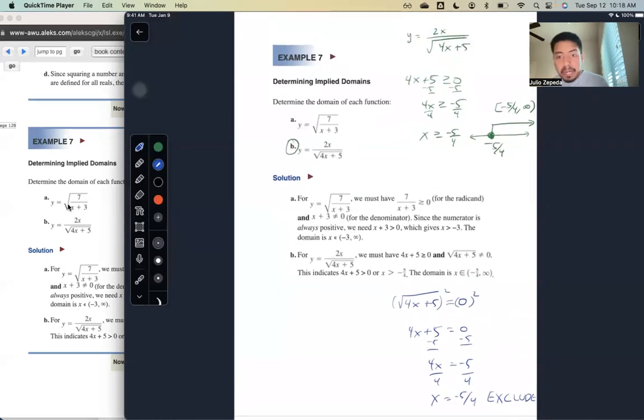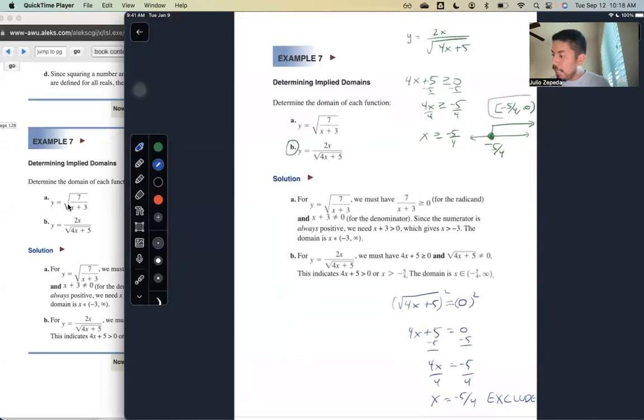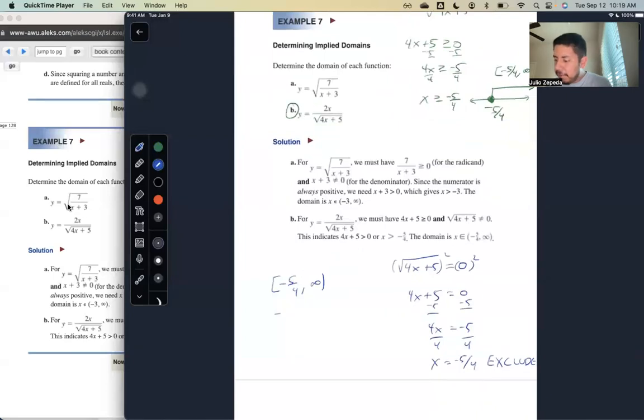Right now, so far we had -5/4 to infinity, including -5/4. But notice that we just said that -5/4 will make the denominator 0. So we need to exclude that value. And the way that we do that is we just put a parenthesis next to the -5/4. This is the domain of that function. Okay, -5/4 to infinity, not including the -5/4.